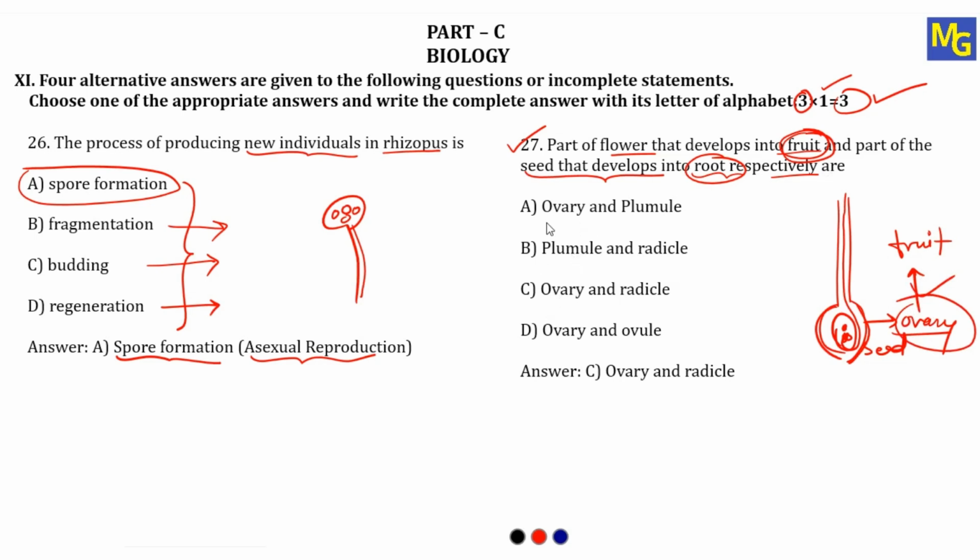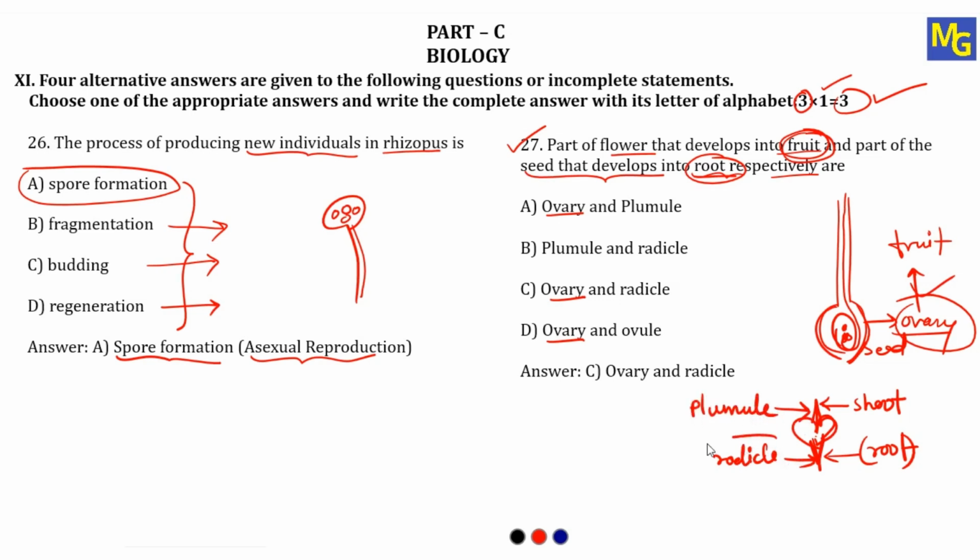If you see the options, here also there is ovary, here also ovary, here also ovary. So we now have 3 options. Now we'll see the second one, the part of the seed that develops into root. Whenever the seed starts growing, it grows into 2 parts. One goes towards the upper side, and one grows towards the lower side. The part going upper side will develop into shoot, and the part going downside will develop into root, and this part is called radicle. The part which is going to develop into shoot is called plumule.